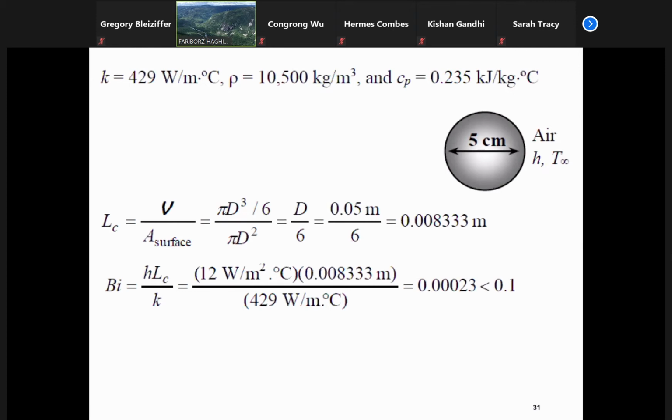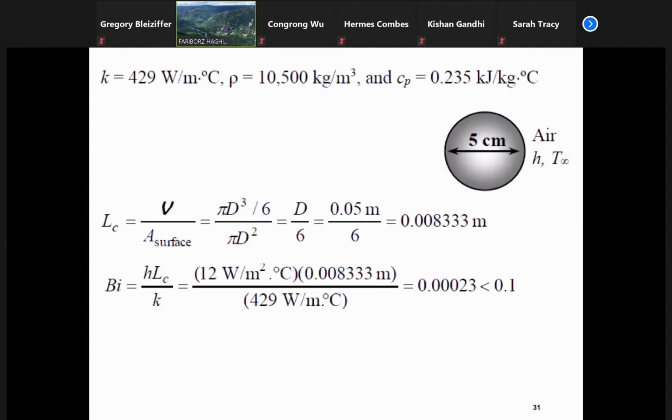What does that mean, less than 0.1? If it's less than 0.1, what does that mean? Anybody? The tau is less than 0.1? No, my friend. I said Biot number. Oh, it means it's a lumped system analysis? Excellent. That means we can use the simplified equation that we have, okay?